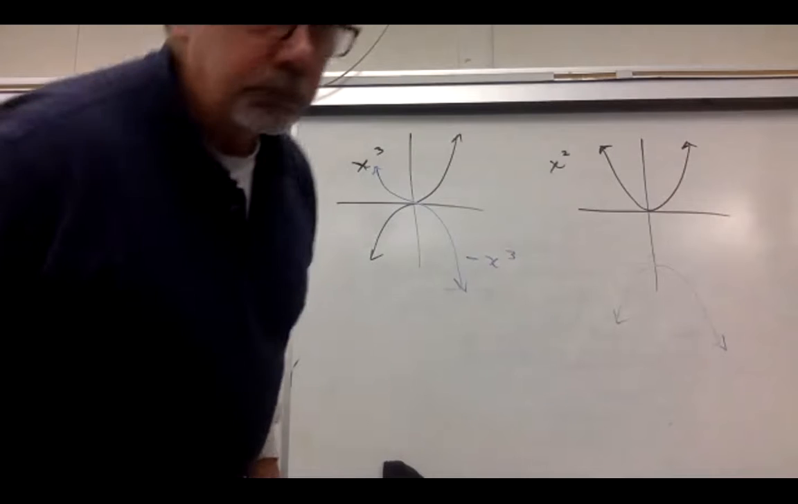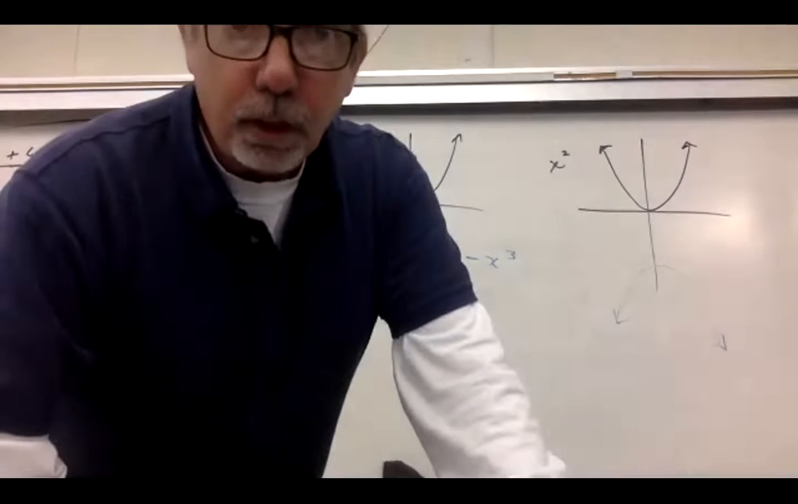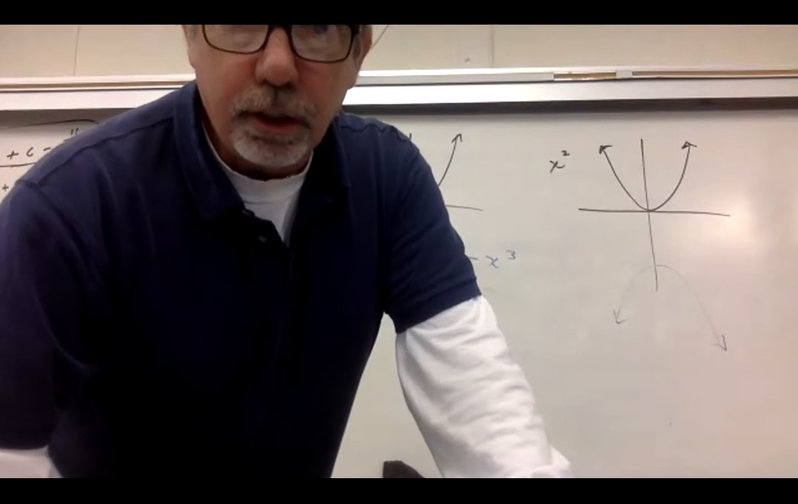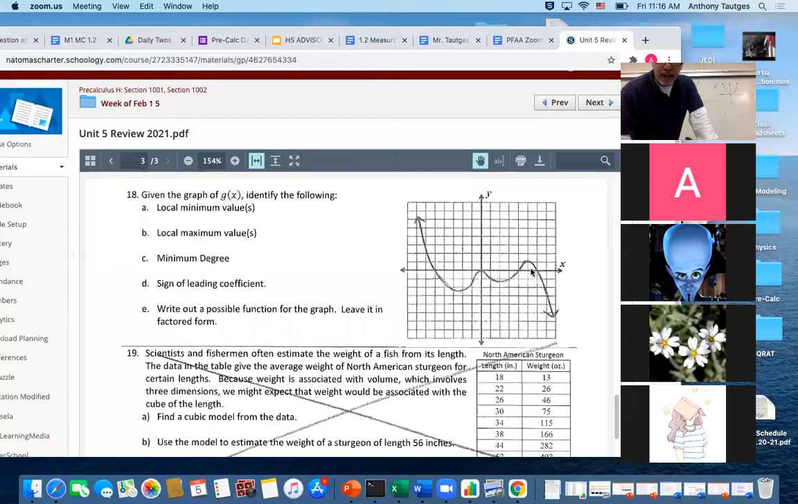Okay? All right. Now, looking at my function here, I can see that it's the opposite of a positive odd degree function. Remember, the minimum degree is 5. And so if the leading coefficient were positive, it would be going down over here and up over here, but it's going opposite to that. That tells us that the leading coefficient is negative. Okay? All right, so what do we have so far? No, what do we want now? Now we want a possible function for the graph, leave it in factored form.